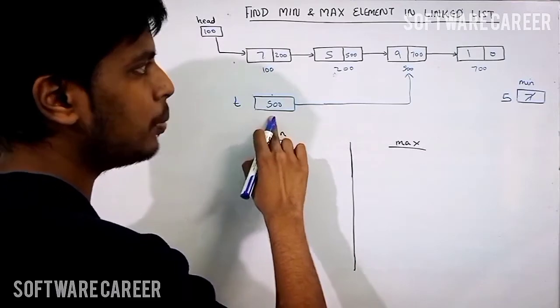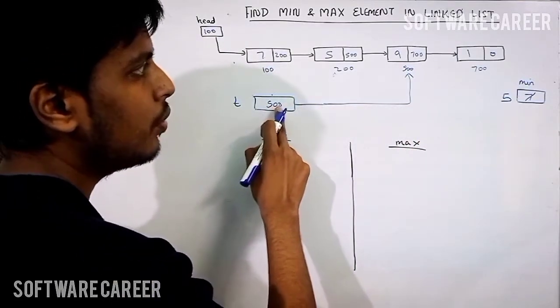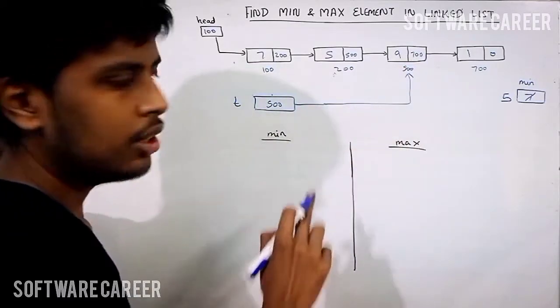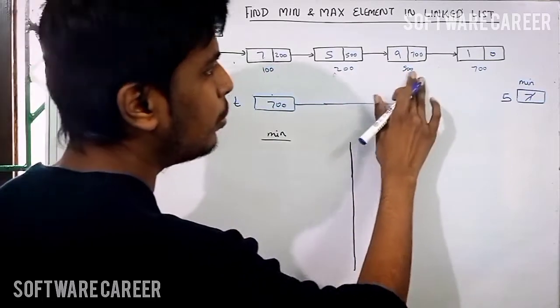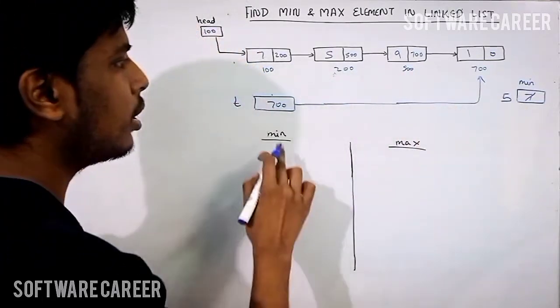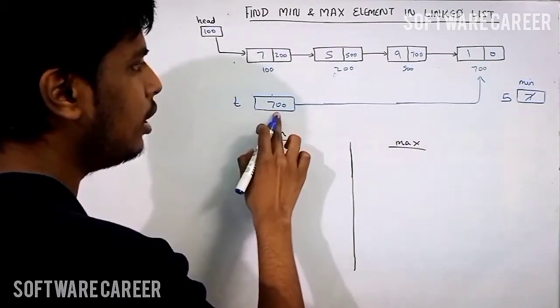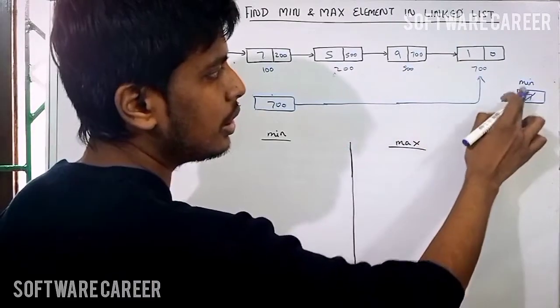Now you should move the t pointer to the next node. So t equals to t next. So t is 500. 500's next is 700. So you are updating it to 700. So this pointer points to the node having address 700. Now you should compare the data present in this node. T data, that is 700's data is 1. Now you should check whether 1 is less than minimum.